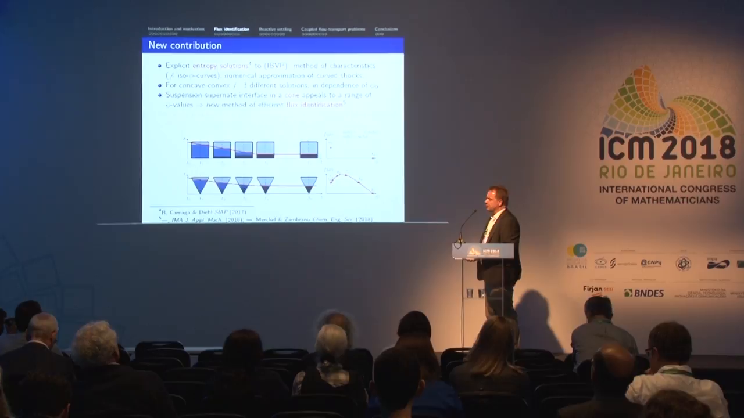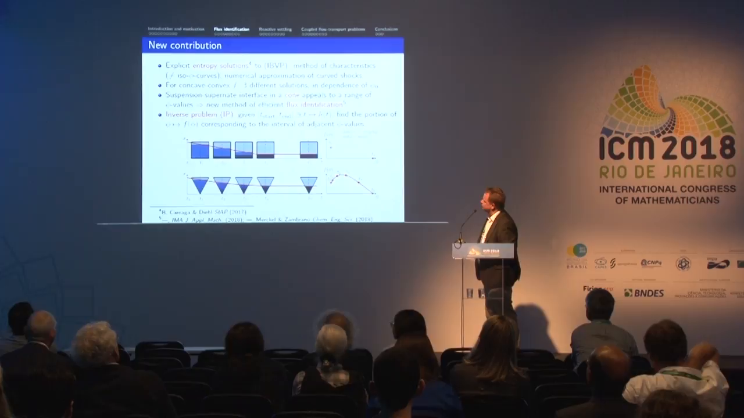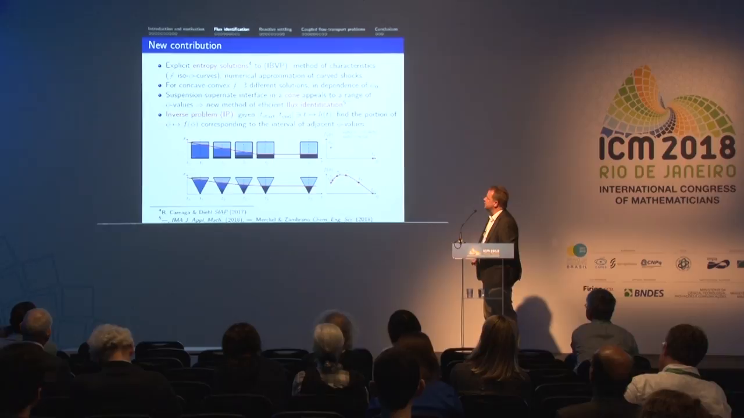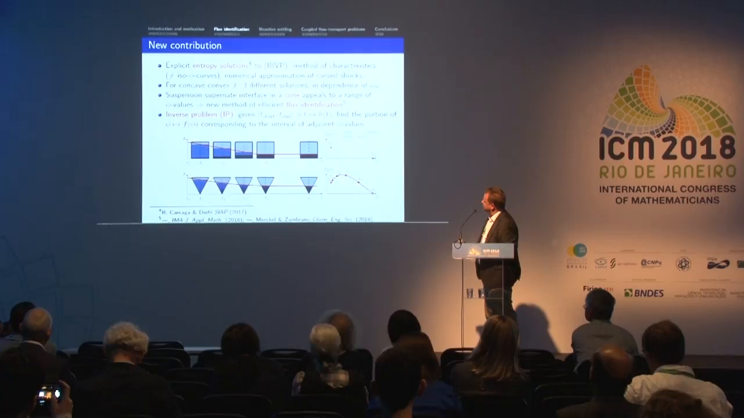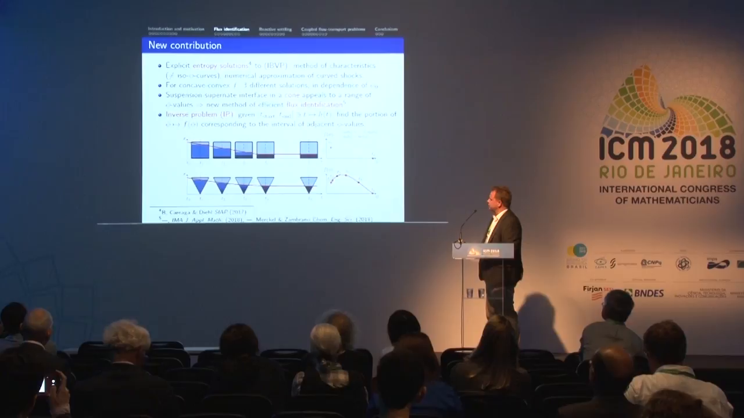So the solution of the problem gave rise to the solution of the so-called inverse problem, that is as follows. Suppose we measure this interface h of t, then we can convert the information into the explicit flux curve for an interval of phi values. This was recently published in quite a number of papers indicated here.